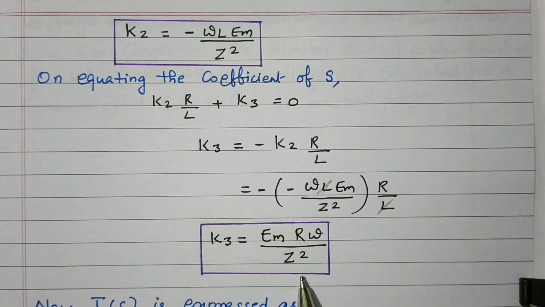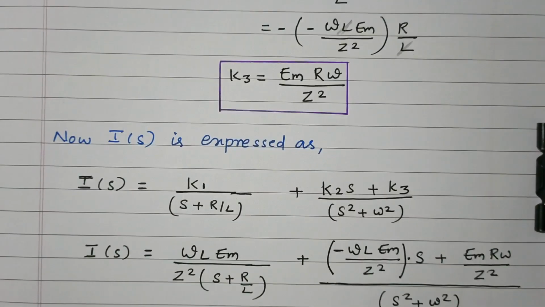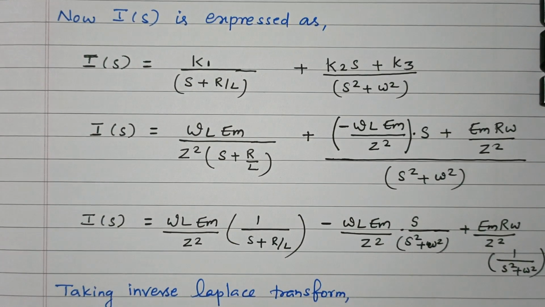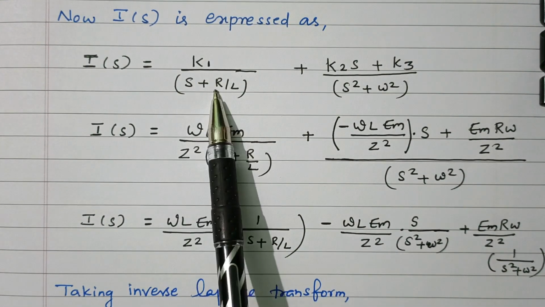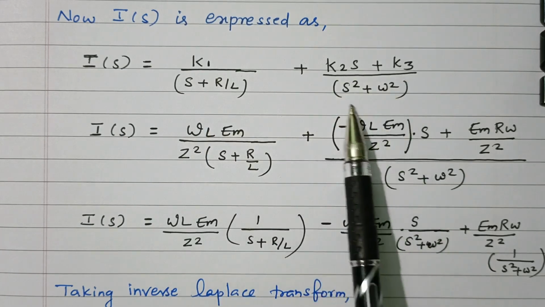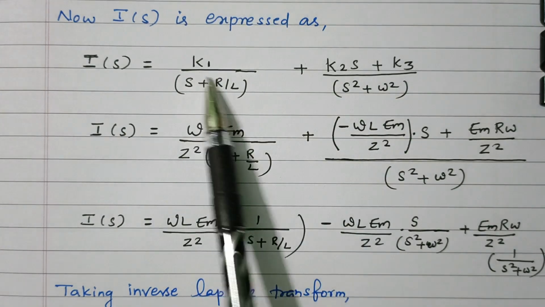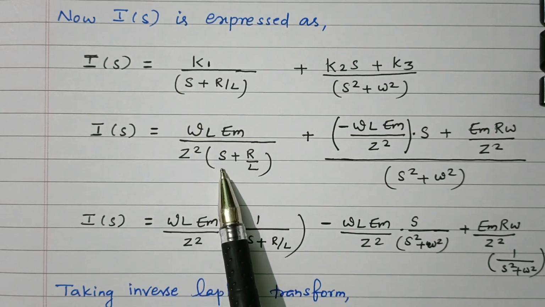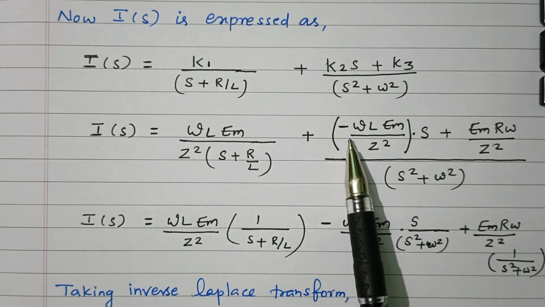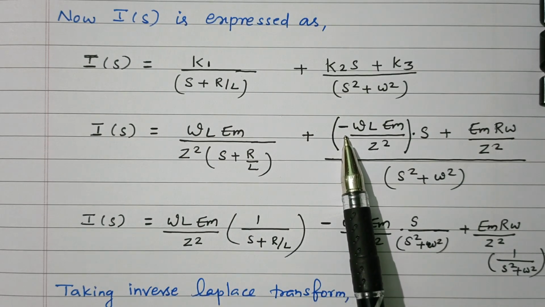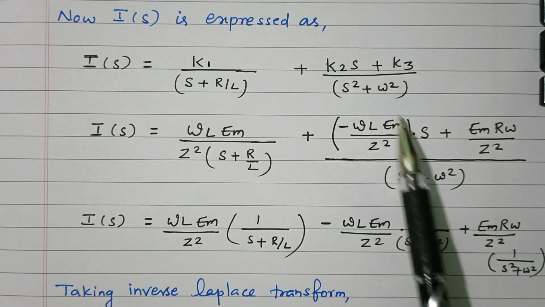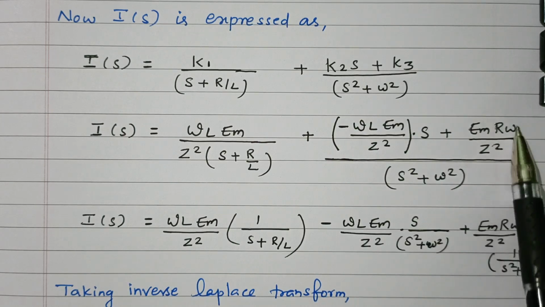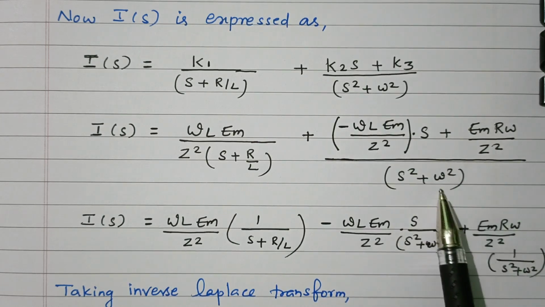Now we got the values of k1, k2 as well as k3. So that can be substituted in the previous equation, then we can go for the inverse Laplace. Now we'll refer to the original equation. So this is the equation I of s, k1 divided by s plus r by l, plus k2 s plus k3 divided by s square plus omega square. Now substitute the values of k1, k2 and k3. k1 is omega l em by z square into this term s plus r by l, plus k2. k2 is minus, we know that k1 equal to minus k2, minus omega l em by z square into s plus k3. k3 is em r omega by z square, divided by this term s square plus omega square.